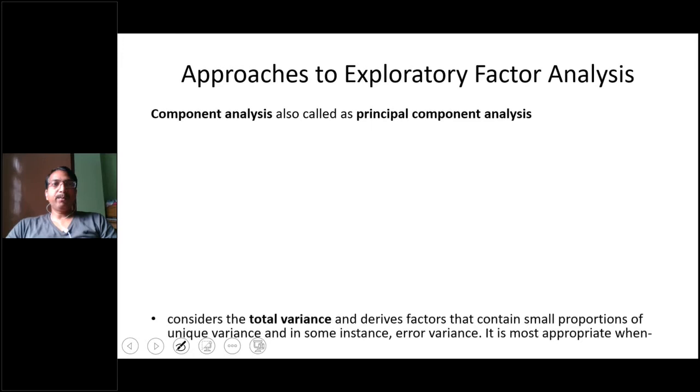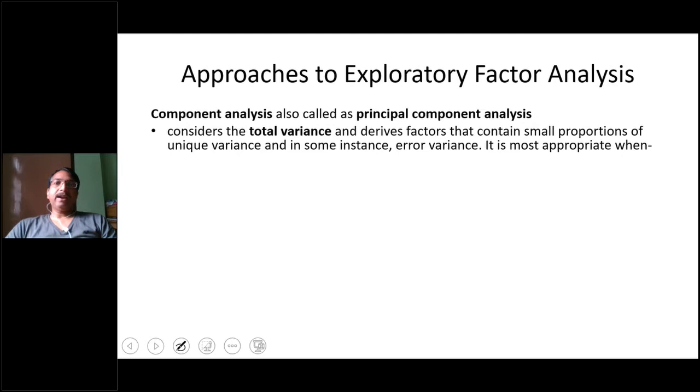Under principal component analysis, we consider the total variance, that factors derive and contain a small proportion of unique variance and in some instances error variance. So it is most appropriate when data reduction is the primary concern. When you want to reduce the data, those 80 variables or 100 items can be reduced using principal component analysis. So this is one approach.